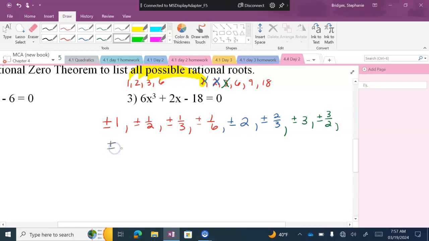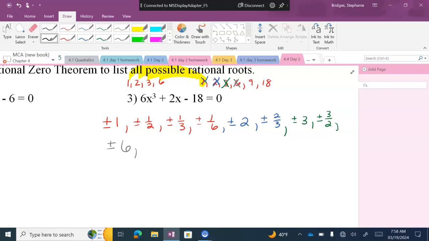I'm going to come down below here, plus or minus 6/1. What does 6/2 reduce to be? 3, which I already have. What about 6/3 reduces to be 2, which I have, and 6/6 reduces to be 1, which I also already have. Okay, so I'm done with the 6 now. Everybody getting the idea of how this is working?